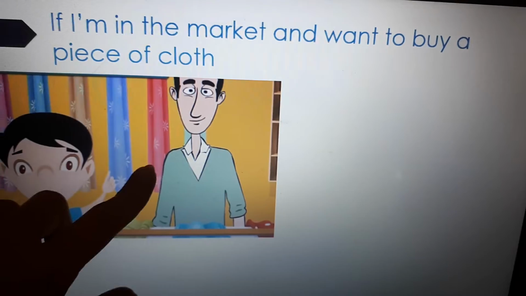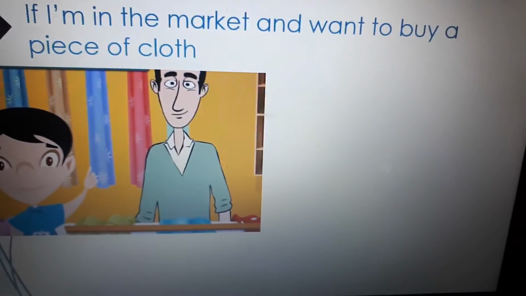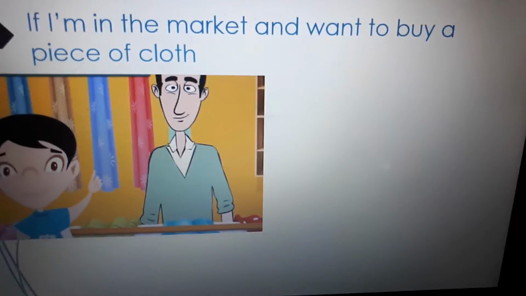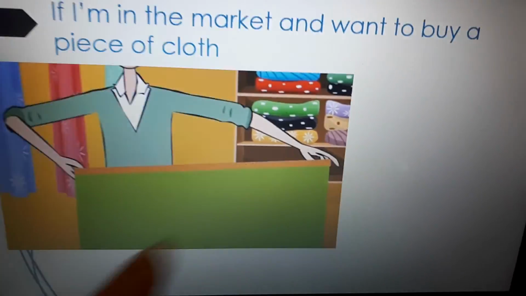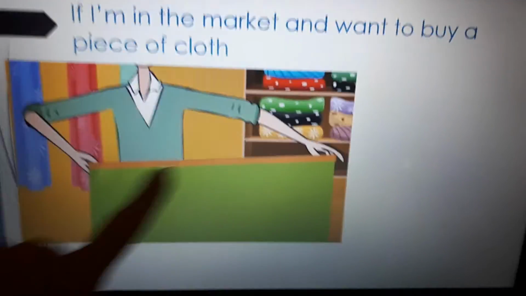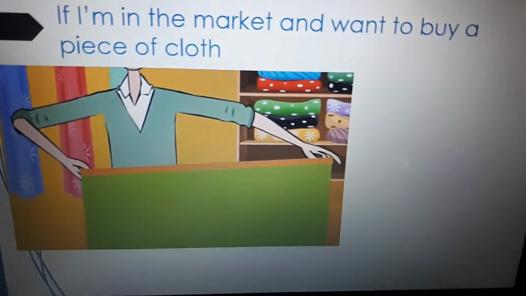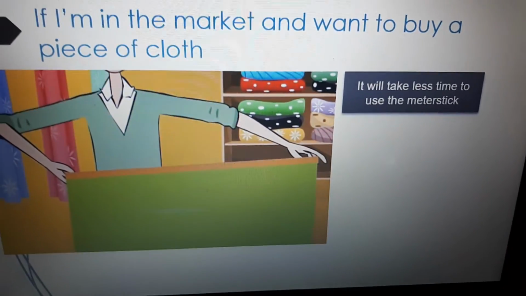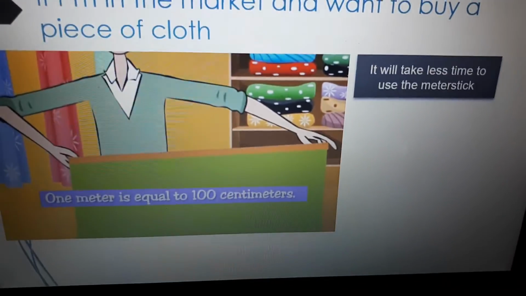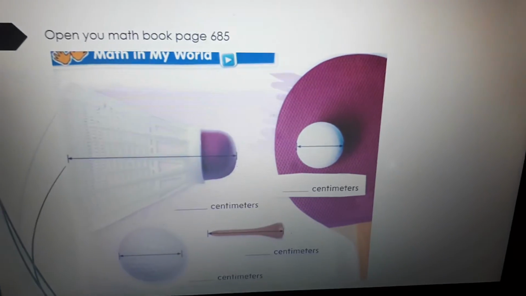If I'm in the market and I want to buy a piece of cloth, I don't want all the big roll of cloth. I want, let's say, 3 meters of this cloth. So what will I use? I will use the meter stick. It will take less time to use the meter stick. 1 meter is equal to 100 centimeters.